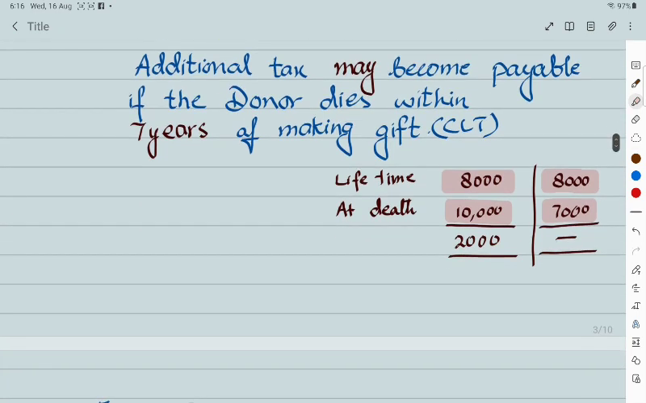If at the time of death the tax charge becomes greater, the additional amount has to be paid by the executors. While if at the time of death the tax charge is less than the tax that was charged during the lifetime, there is no refund.